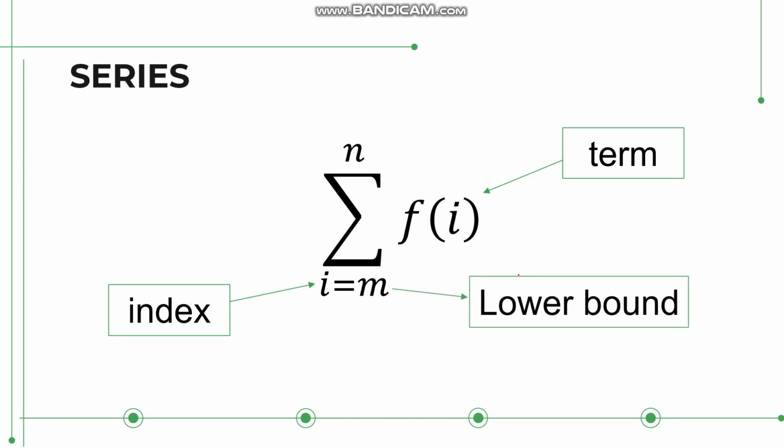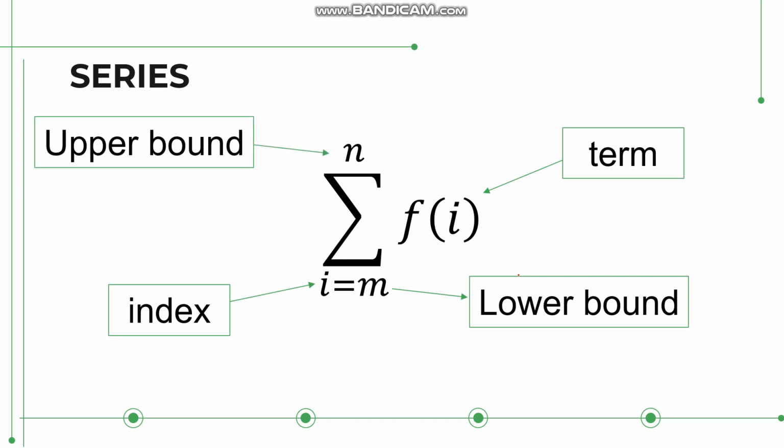Now this m right here is our lower bound. This refers to our starting number. What number should we use for our index? That is the lower bound. And of course, we have the upper bound, our ending number or ending point. This symbol right here is our sigma notation. These are the parts of our summation notation. Again, this signifies a series, or the sum of terms of a given sequence.